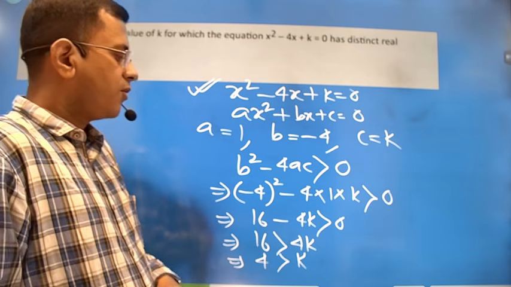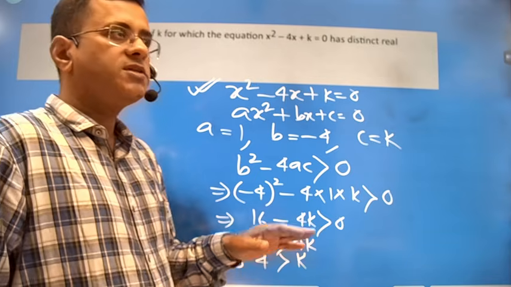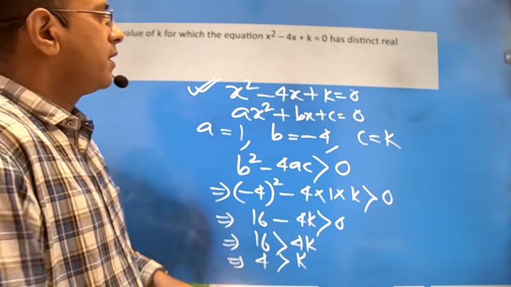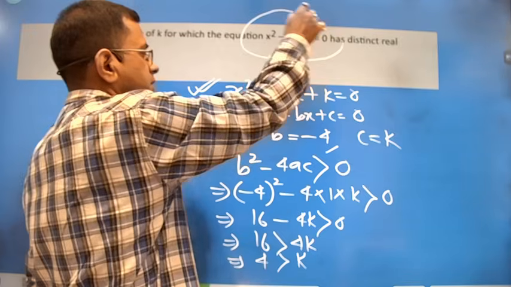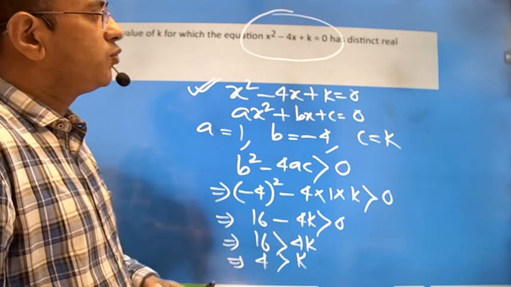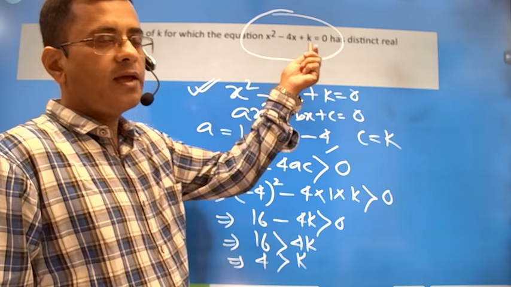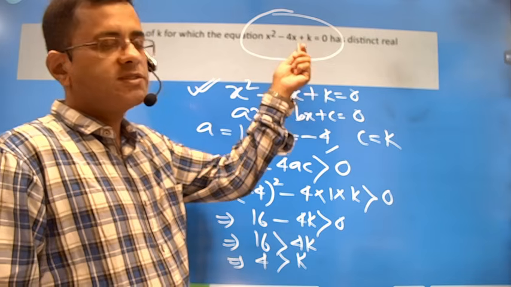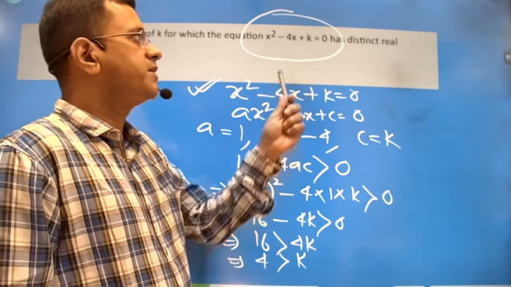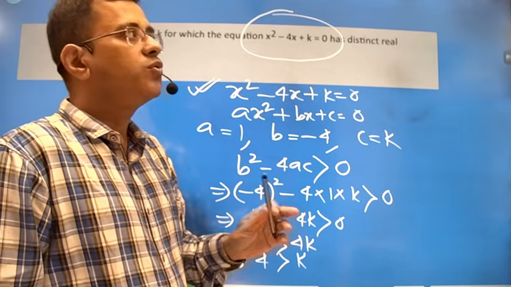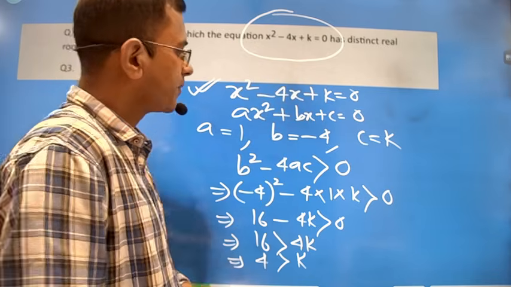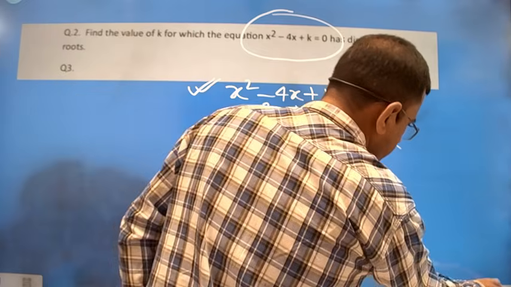For all values of k less than 4, this equation will have two real distinct roots. If the value of k is less than 4 for this equation, then the roots will be two real unequal roots. So let us move to the next equation.